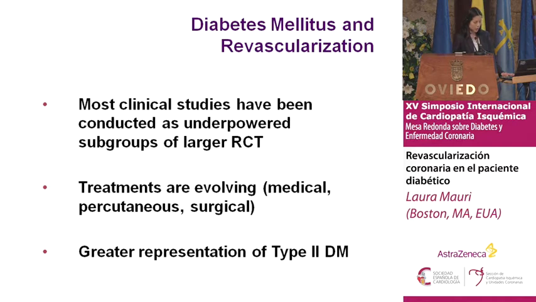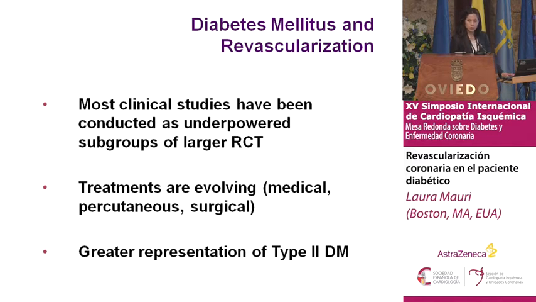Most clinical studies that we have within revascularization in diabetics have been conducted as subgroup analyses of larger randomized trials and have been relatively underpowered. So we're left with looking at the best evidence that we have, a few representative trials, and others that are going forward that will guide our practice. The treatments over the years have evolved very quickly, particularly on the fronts of both coronary intervention, from a percutaneous and surgical perspective, as well as the concomitant medical therapy.